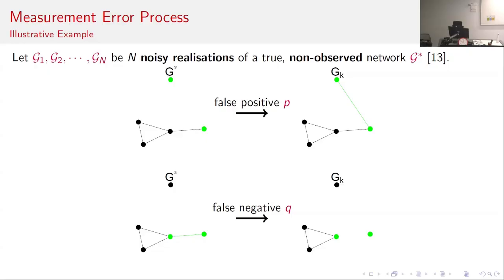And I have an example here where you're interested in these two nodes in green, given that there is no edge in the G star network.